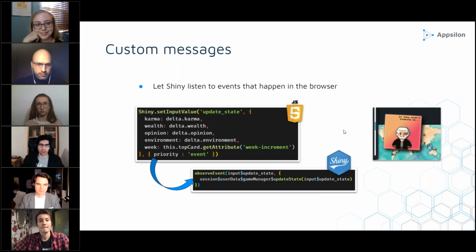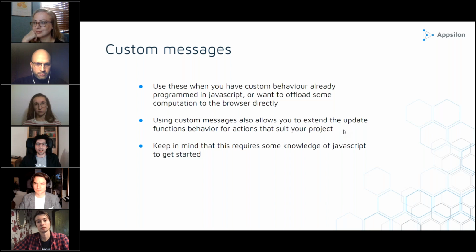So why are these important when it comes to speeding up Shiny? Because these allow you to run whatever you want directly in the browser, which means that you can free your Shiny process to do only the important things. If you have very small changes that are just UI changes and don't really need to go to the server, this is one way that you can trigger them. It also means that if you have some code that already exists in JavaScript, you can just trigger that code instead of having to rebuild it in Shiny.